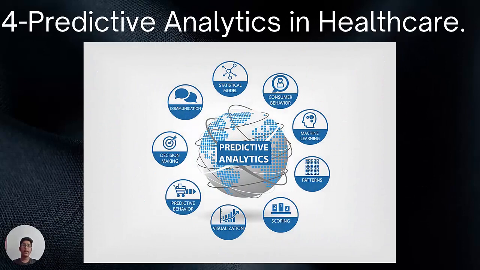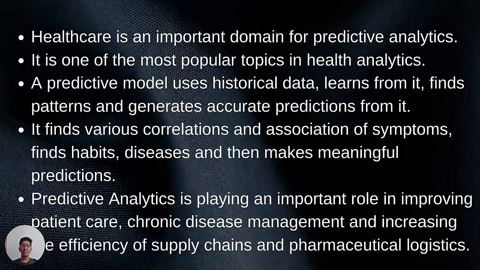The fourth application is predictive analysis in healthcare. Through this, we can predict healthcare problems through predictive analysis models. Healthcare is a very important domain for predictive analysis. It's one of the most popular topics in health analysis. It finds various correlations and associated symptoms, finds habits and diseases, and makes meaningful predictions. Predictive analysis is playing an important role in improving patient care, chronic disease management, and increasing the efficiency of supply chains and pharmaceutical logistics.